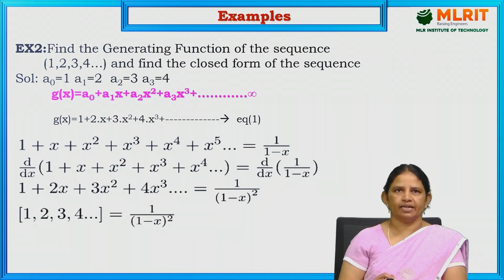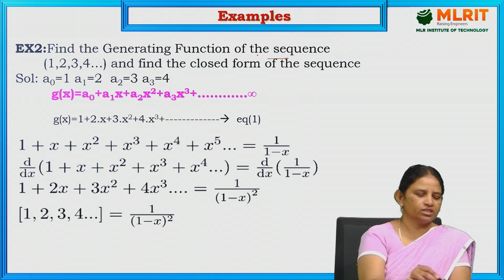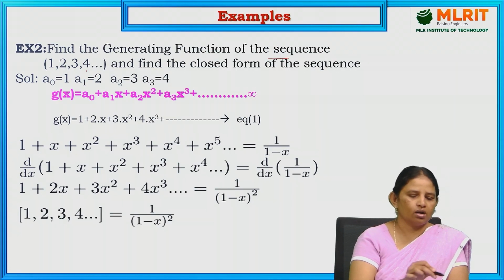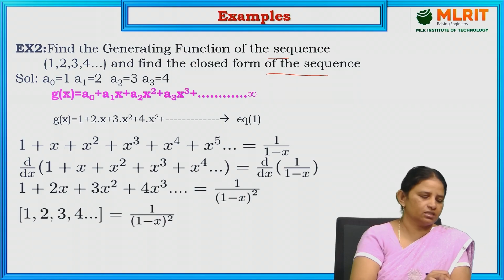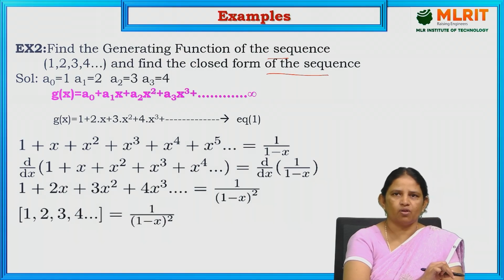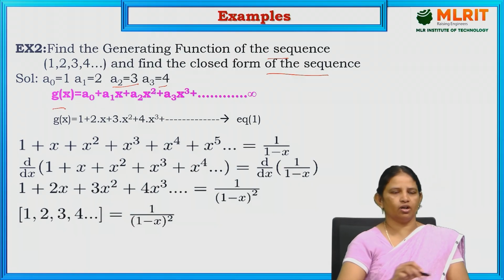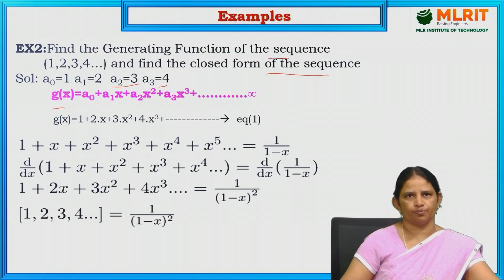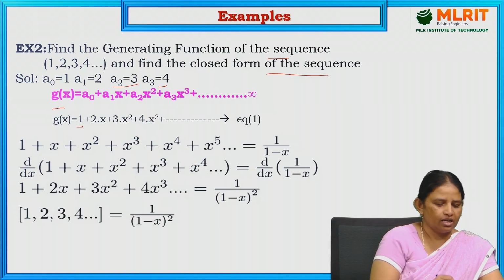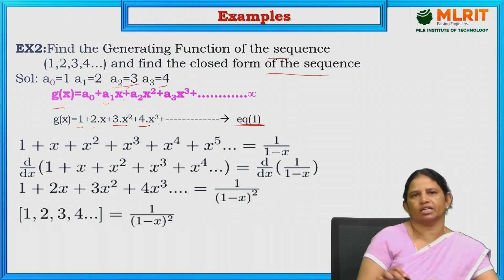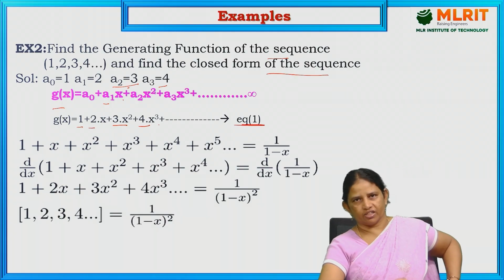Now consider the second example. Find the generating function of the sequence 1, 2, 3, 4 and so on. Find the closed form of the sequence. So what is A0? A0 is 1, A1 is 2, A2 is 3, A3 is 4. What is the formula for the generating function? U of x equals A0 plus A1x, that is 1 plus 2x plus 3x square plus 4x cube and so on. This is considered as equation number 1.